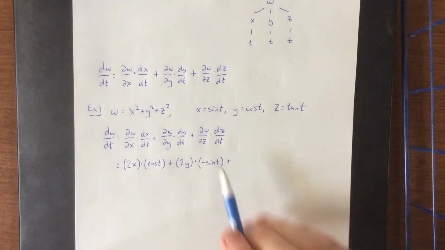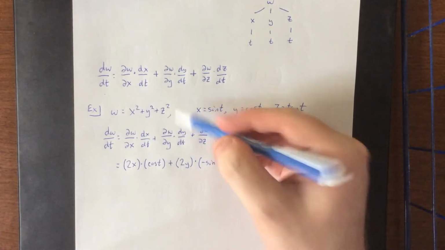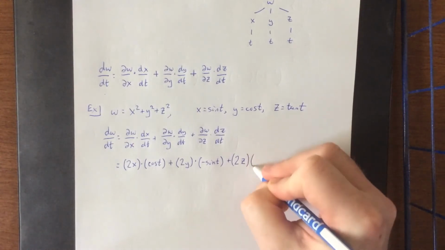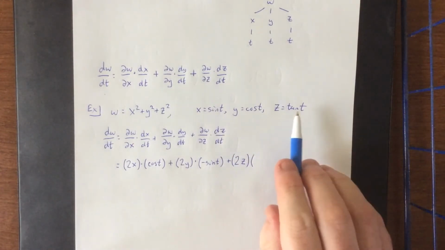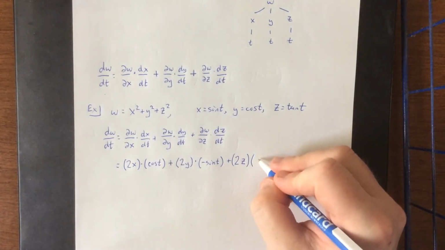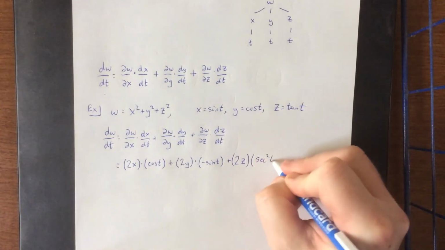Plus partial of w with respect to z, for the same reason as the previous two, we'll get 2z. And then multiply by dz dt. That'll be the derivative of the tangent of t. That'll be equal to the secant squared of t.